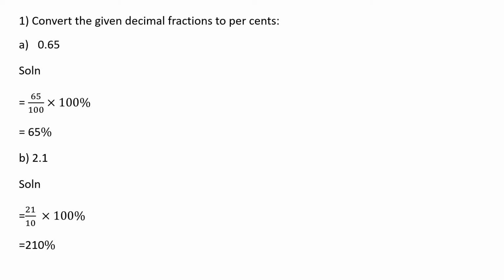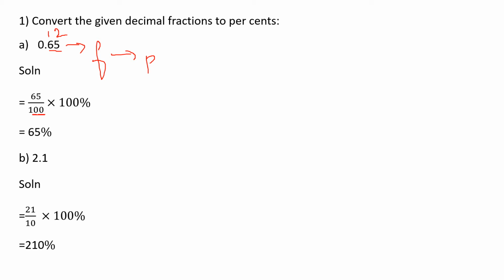Let's see some problems, children. The first question is: convert the given decimal to percentage. The given number is 0.65. You want to convert this decimal first to a fraction, then to percentage. After the decimal point, how many digits are there, children? Two digits, right? So you will write 65 divided by 100, two zeros.